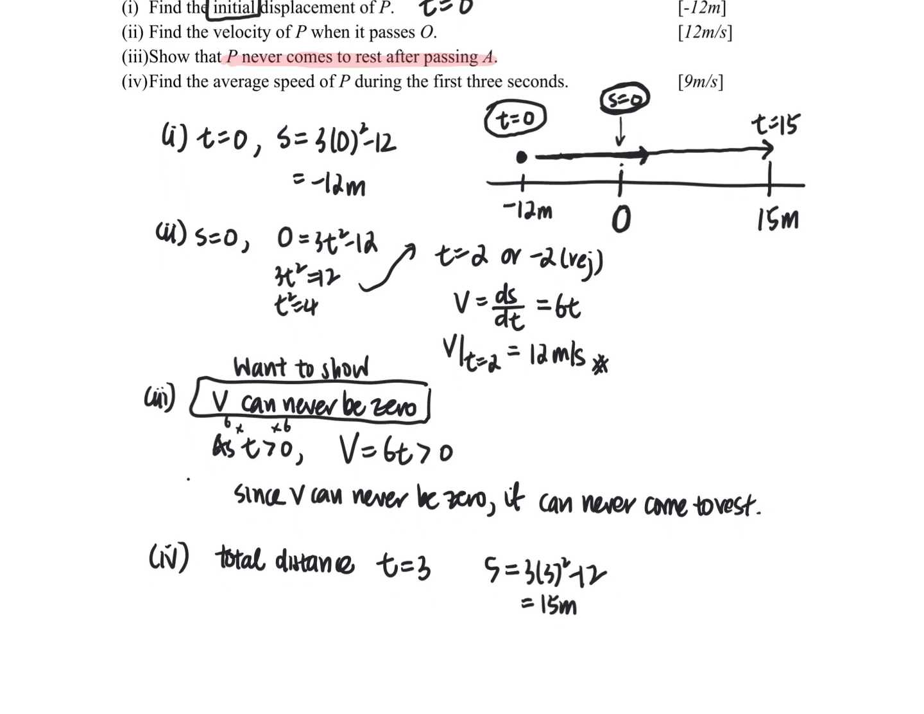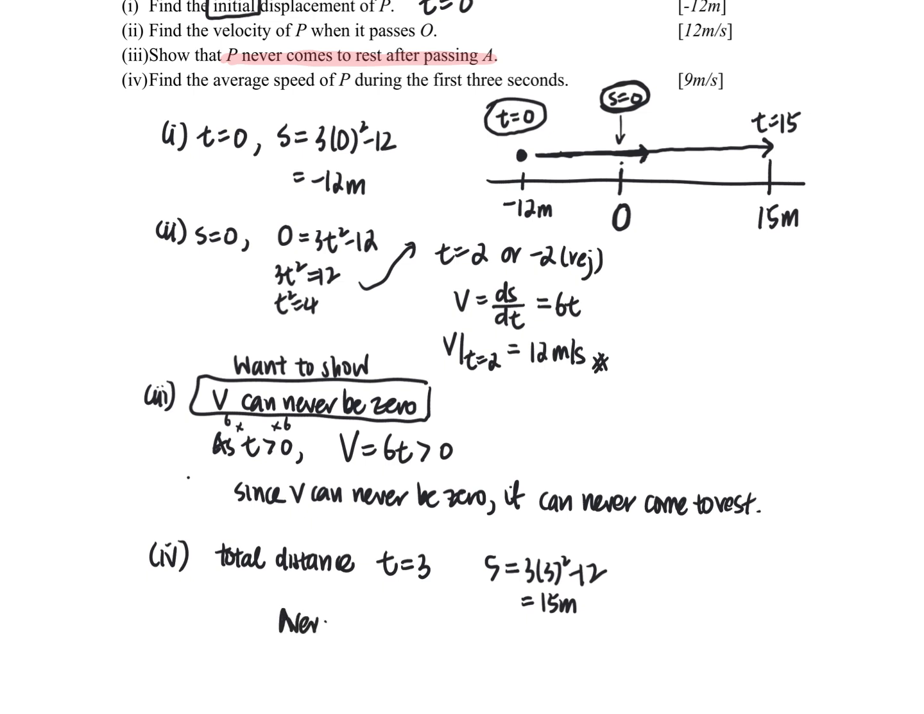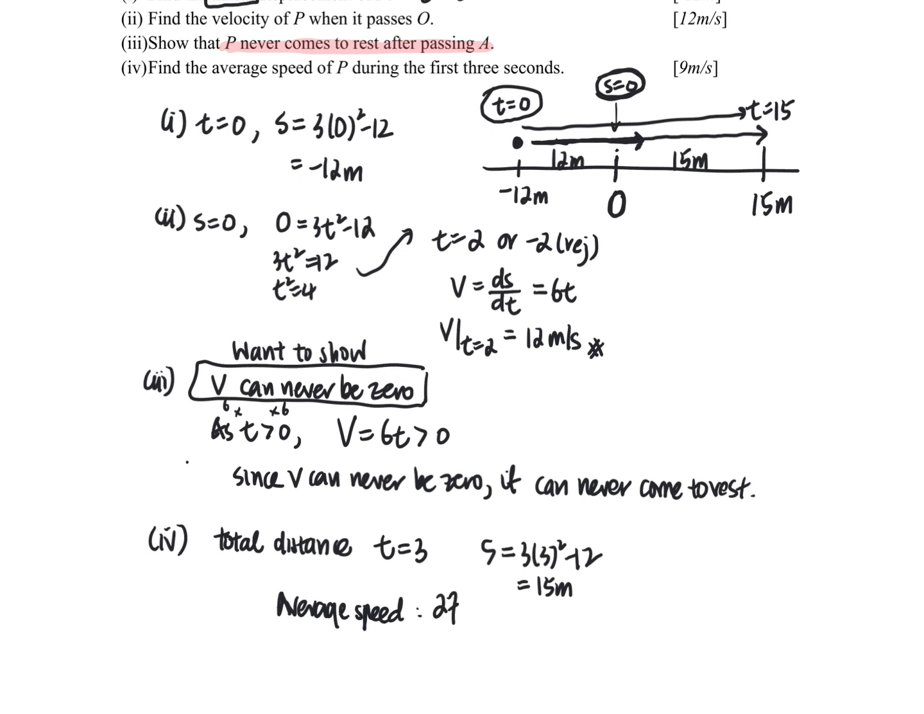So how can you find the average speed? What is the total distance traveled by the particle? 27, not 15, because it moved from here to here, right, in the first 3 seconds. So there's 12 meters here, there's 15 meters here. So total distance traveled was 27, and then divide by the 3 seconds. So it's just 9 meters per second.